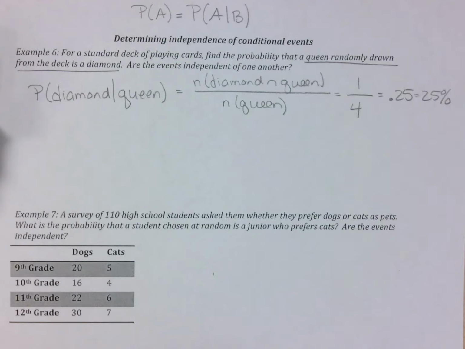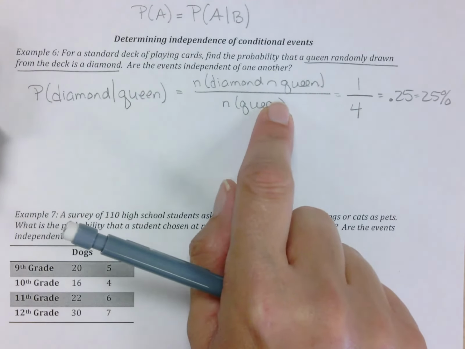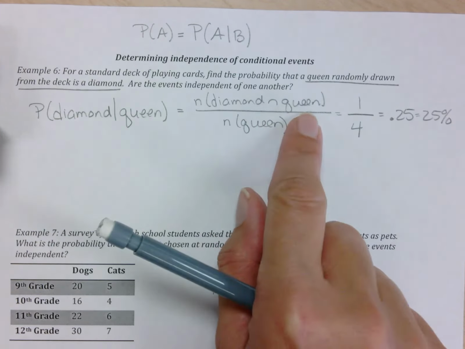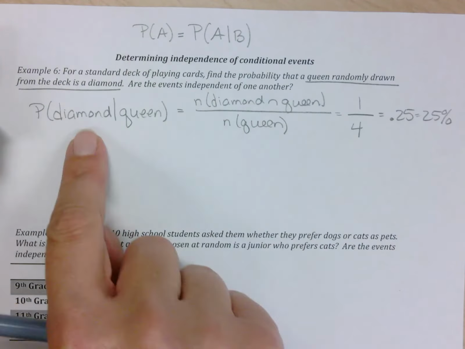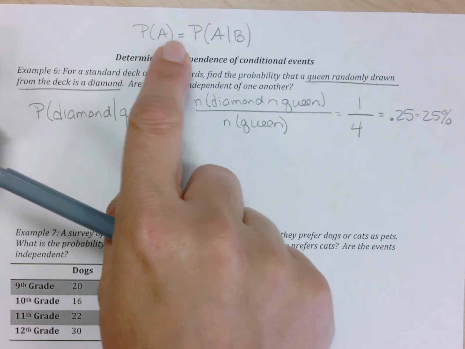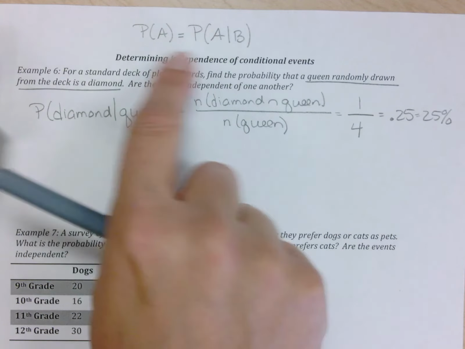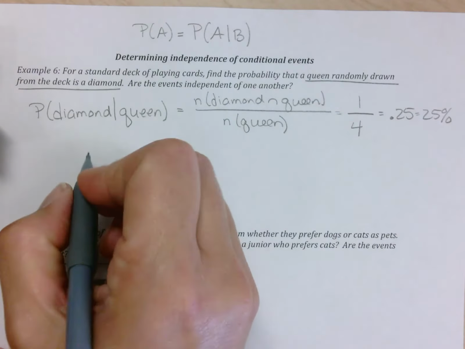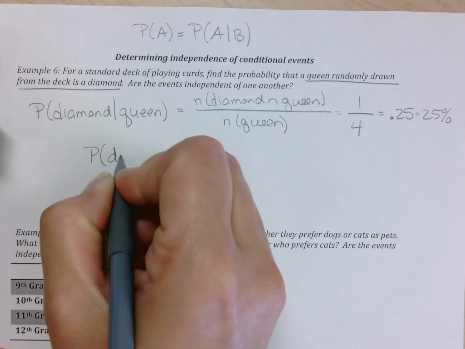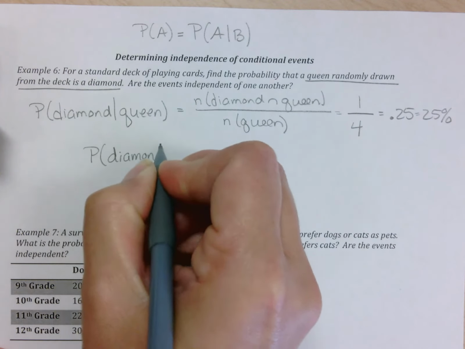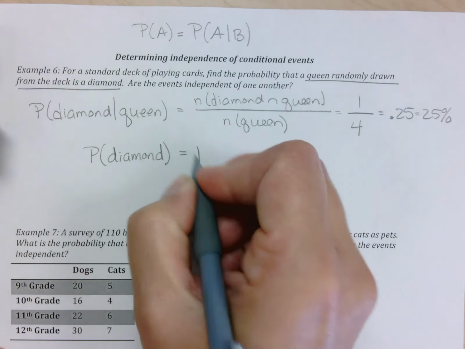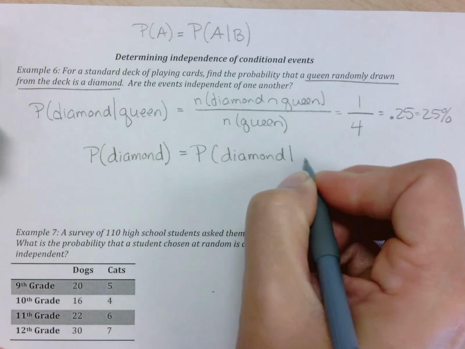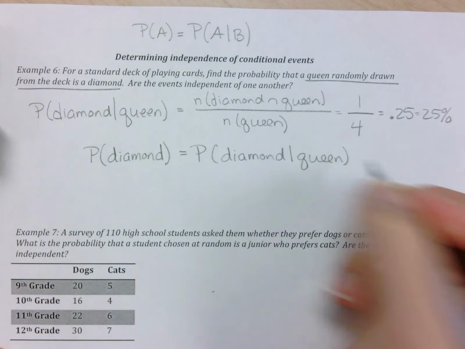So now we need to determine if these two things are independent of one another. Are these independent events, a diamond and a queen? So the probability of event A equals the probability of A given B. So the probability of event A in this one would be the probability of a diamond. So is the probability that you draw a diamond equal to the probability that you draw a diamond given that you've already drawn a queen?